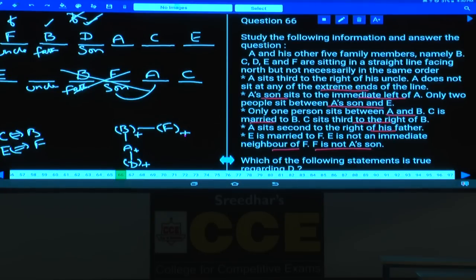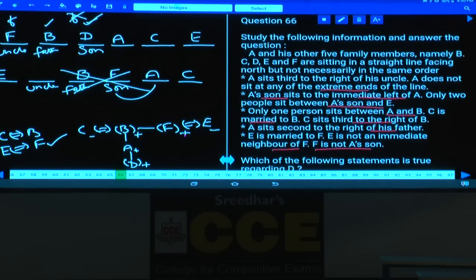Now this F is married to whom? E and F are a married couple. F is male and E is female. And B and C are a married couple. B is male and C is female. Now this is how these 6 persons were seated in a row, and these 6 persons belong to a family. Clear now? Here we have focused completely on the row arrangement rather than the relations. Obviously the relations will also be adjusted into this one.